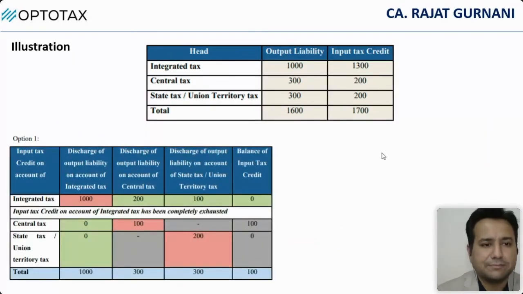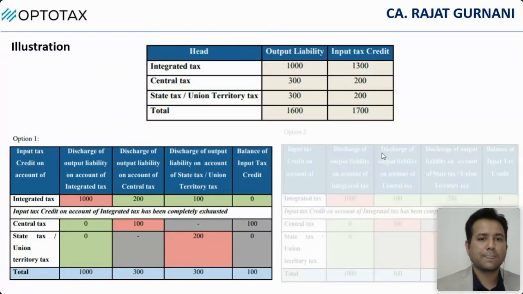What is option 1? My IGST output liability is 1000 rupees. What I have done is settle off 1000 rupees from my IGST balance, right? So a 300 balance still lies in the IGST ledger. What does the law say? First, you have to utilize the IGST ledger. So that 300 balance, 200 I have utilized towards CGST, 100 I have utilized towards SGST. So the remaining balance is in front of you. So this is option 1.